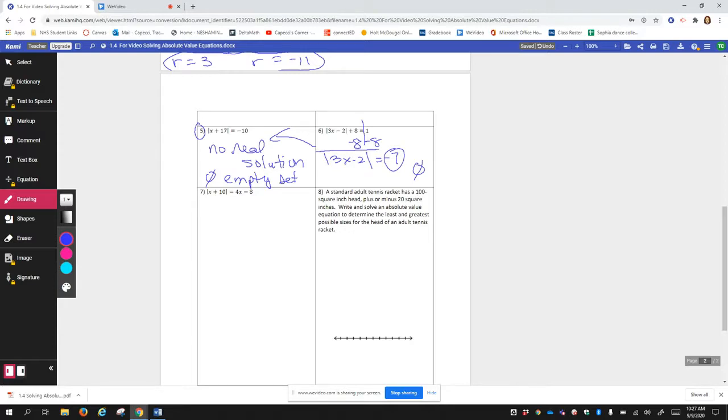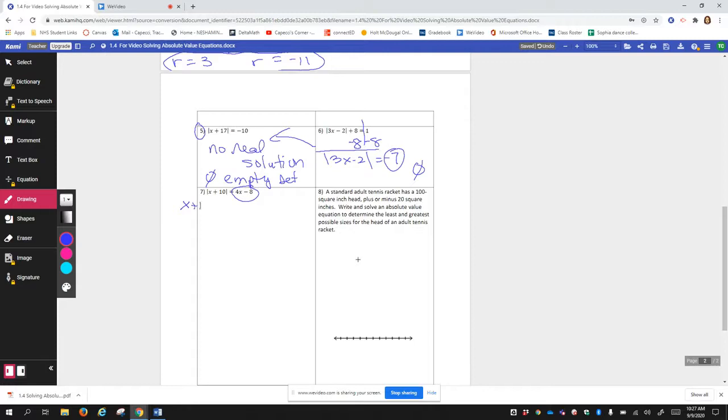Okay, moving on, let's take a look at number 7. This one's a little bit different. You probably did not see this type in Algebra 1. I have the absolute value of x plus 10 is equal to 4x minus 8. Now, the interesting thing about that is I have that variable on both sides. How I solve this is I have to split it like I did before, so it's going to look a little bit different.